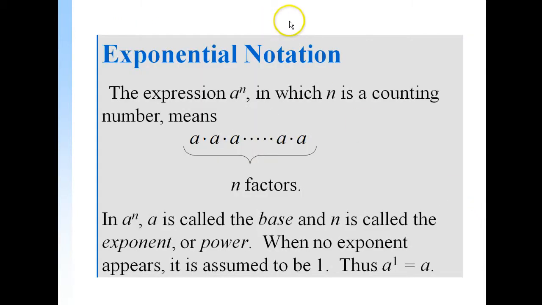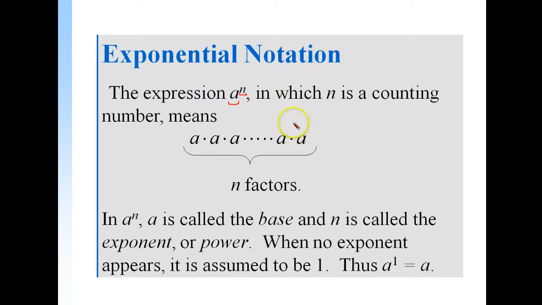Now, another key term in this section is exponential notation. So as you read this, it says this is an expression right here where the a is considered the base and the n that's in a superscript up here, this is considered the exponent. So something written like this is written in exponential notation.